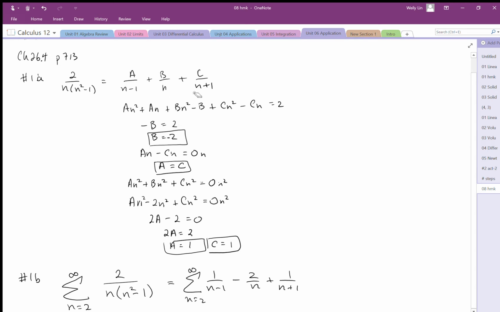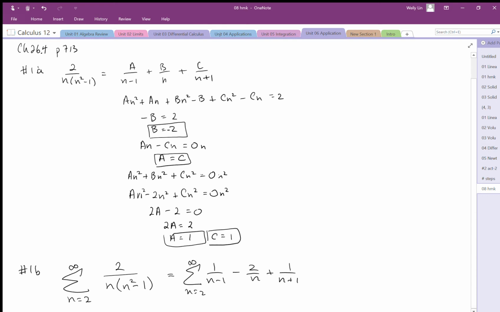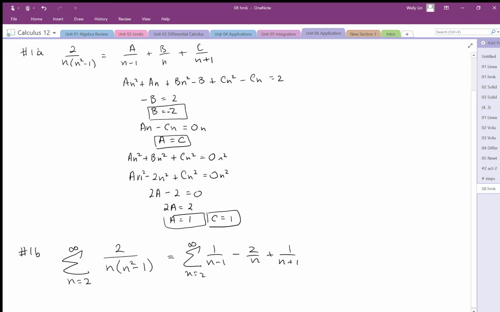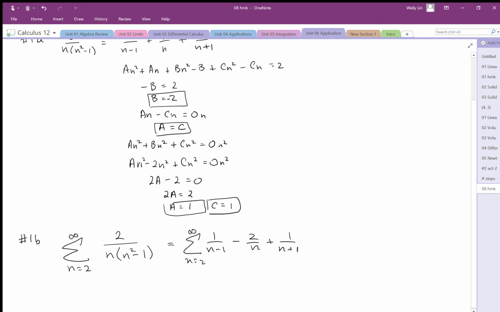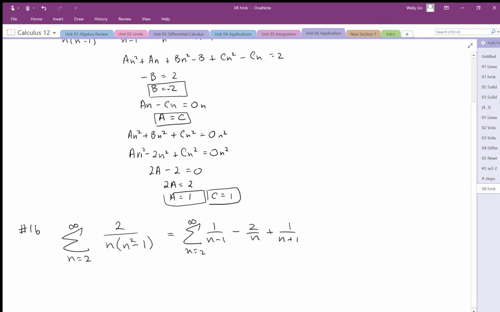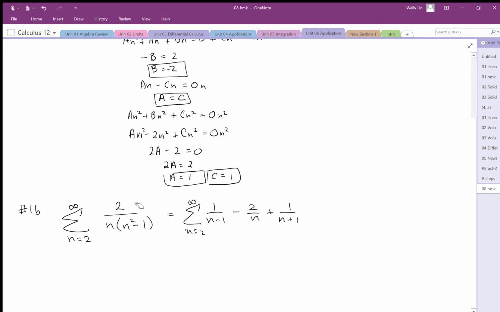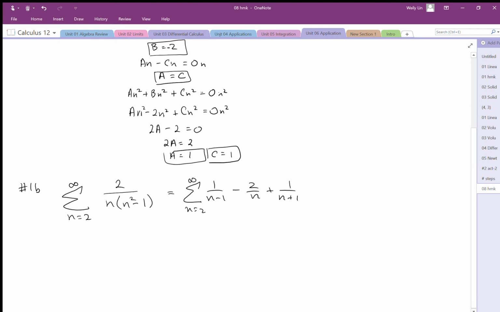The only constant term is negative b, so we solve b is negative 2. And then we can see that the n terms, an minus cn equals 0n, so a equals c. Then we can just do substitution here, and solve for a and then get c that way. Okay, so we get a equals 1, c equals 1, b equals negative 2. So when we write this, part b is the more complicated part of it.